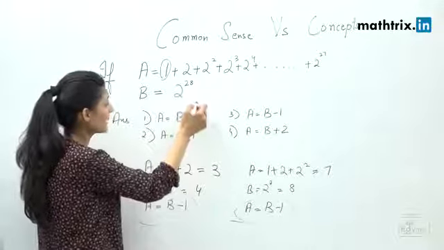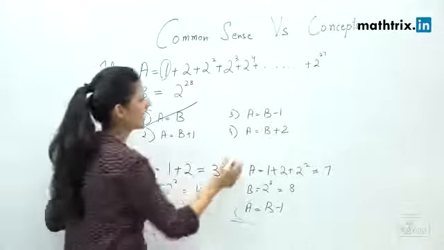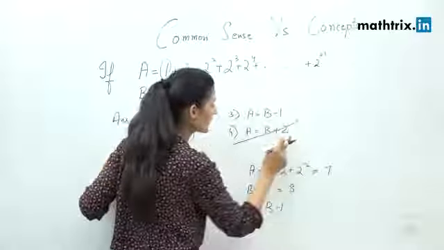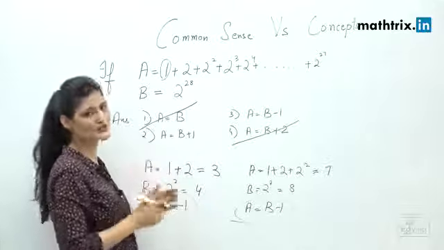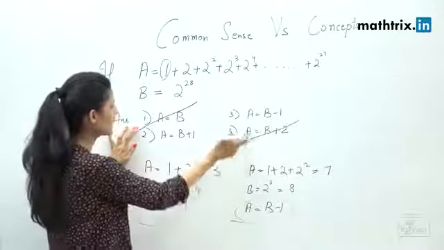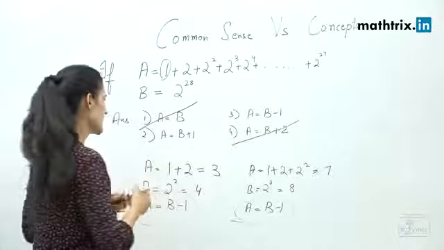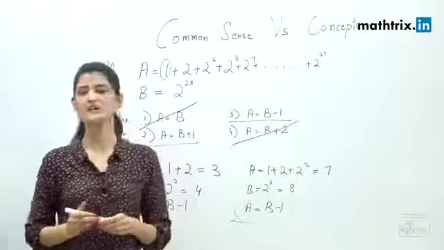So there cannot be any situation where A is equal to B and A is equal to B plus 2, because they would prove that an odd number is equal to an even number, which is not true. So these 2 can be eliminated with just a glance. And you are left with these 2, which is very near to your answer.